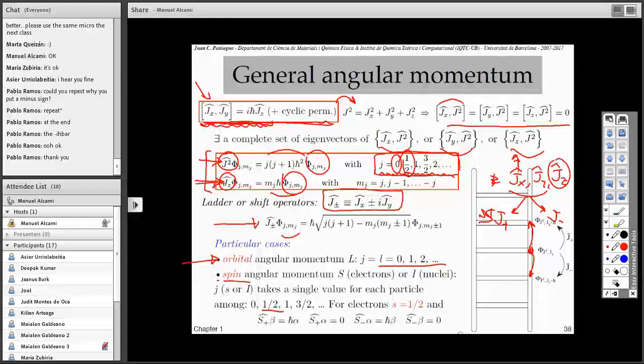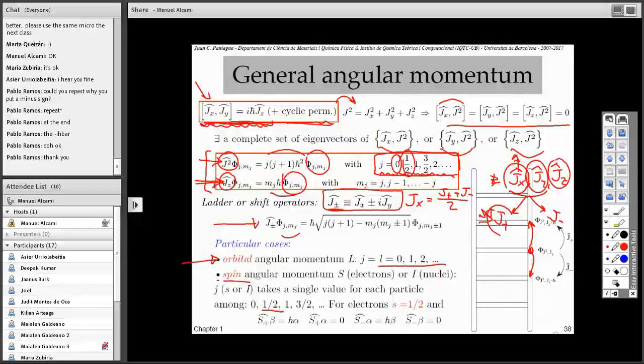So when you have to operate with any of these operators, sometimes it's easier to put them in terms of J plus and minus. Of course, if you sum these two equations, you obtain, for instance, that Jx can be put as J plus plus J minus divided by 2. And a similar relationship for Jy.